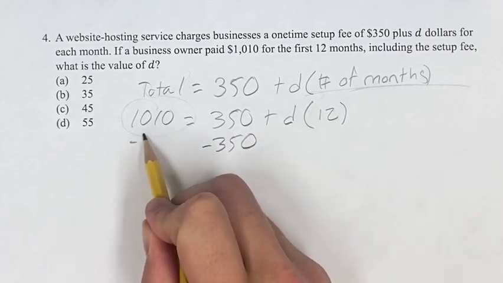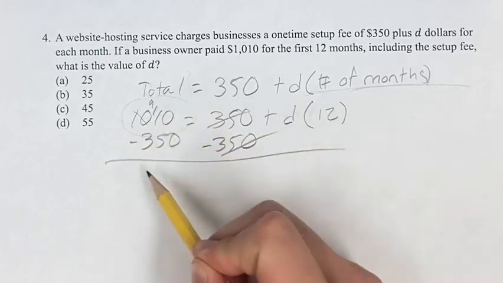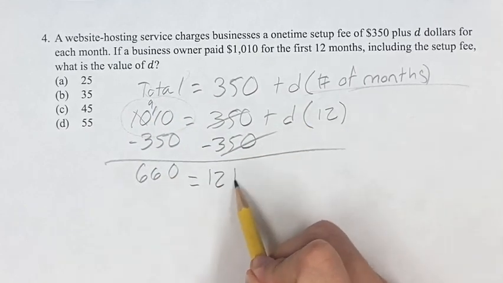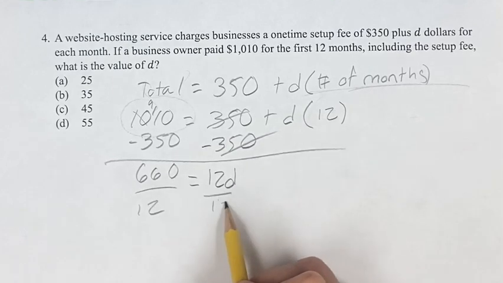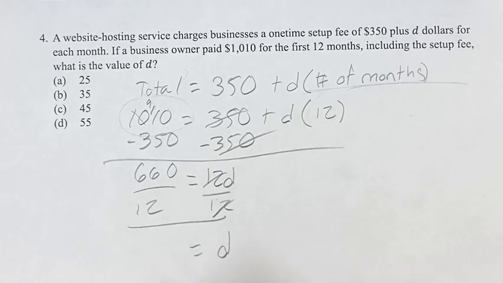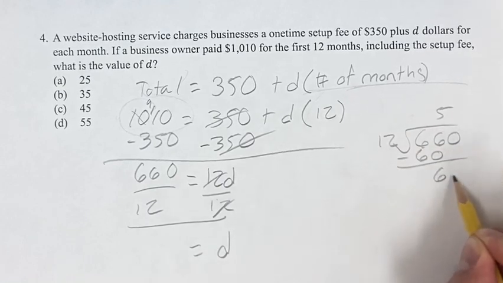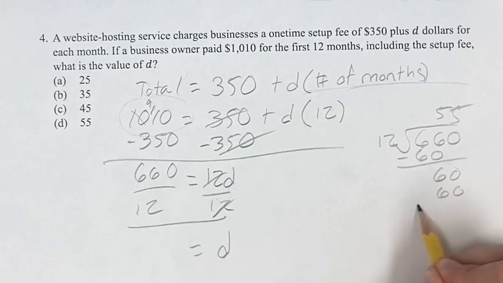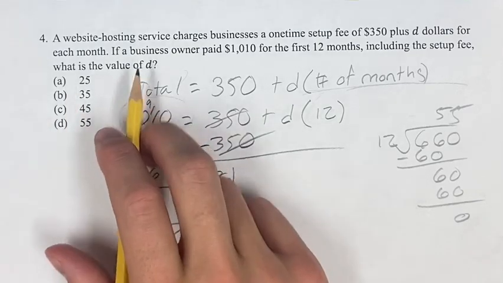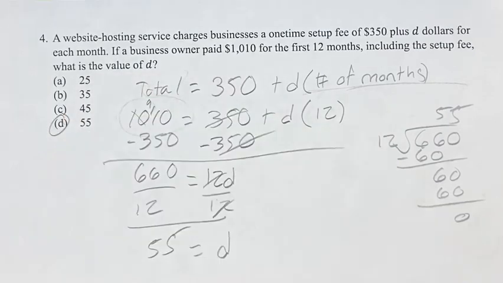So subtracting 350 from both sides causes these to cancel. And on this side, we have 660 is equal to D times 12, which is 12D. Getting D on its own, we divide both sides by 12. Again, these cancel. We get D is equal to 660 divided by 12, which is, doing the division out here, since this is the no calculator section, 55. So the value of D, if the owner paid $1,010 for the first 12 months, is 55, which means D is going to be your final answer.